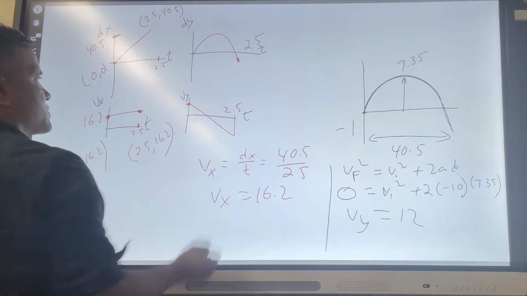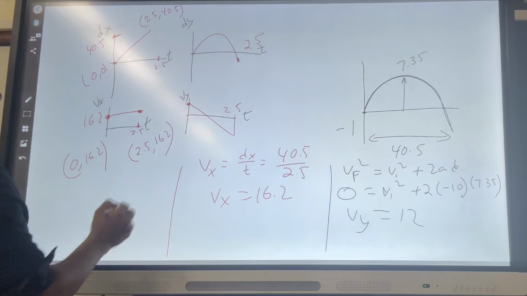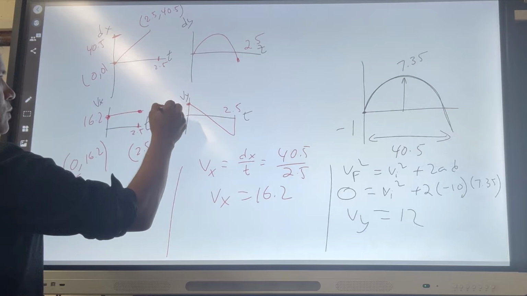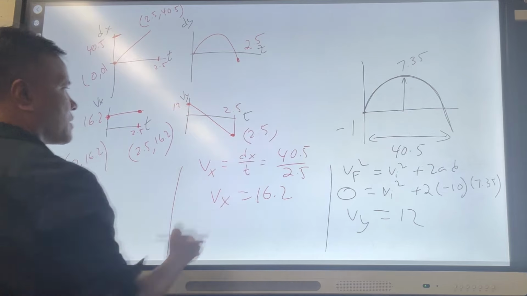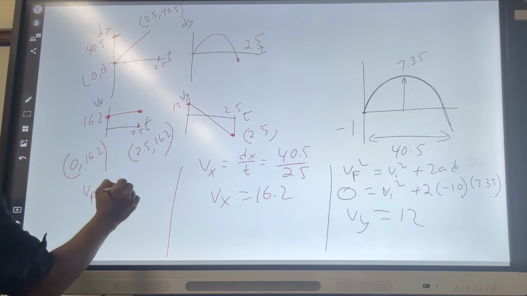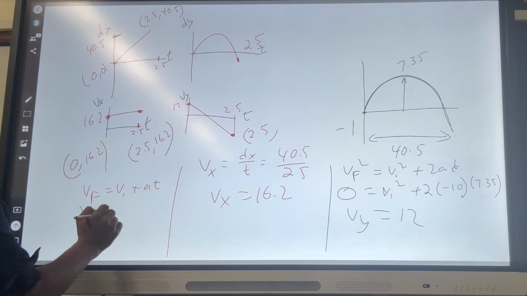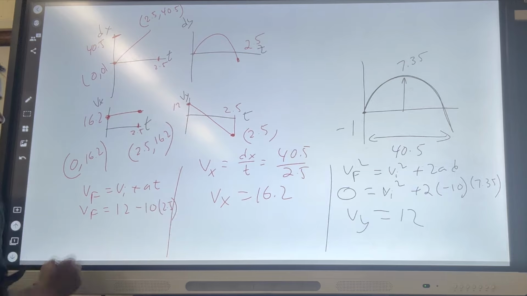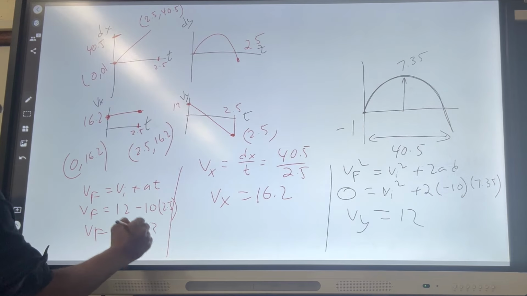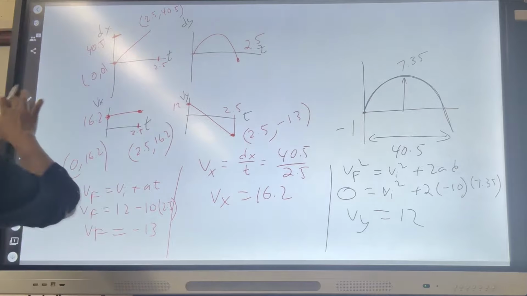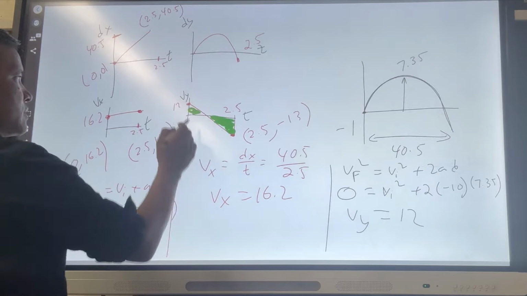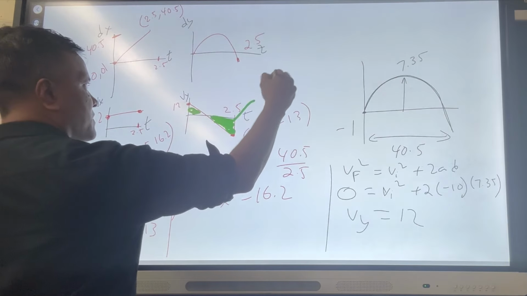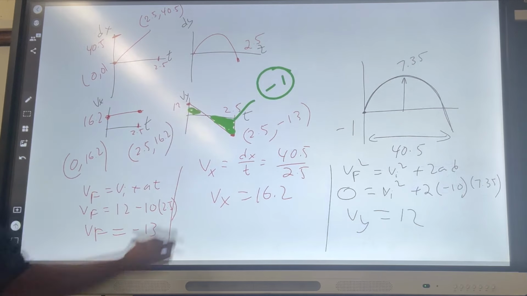This one, of course, you're going to have to figure out. Vy is, of course, 12, but this one is not 12. This one is 2.5 comma Vf. Vf is equal to Vi plus At. So Vf is equal to 12 minus 10 times 2.5. So Vf is equal to negative 13. So this is negative 13. Don't forget to shade area under the curve. If you add this one and this one, then that becomes negative 1, because this area is bigger than this area, of course.